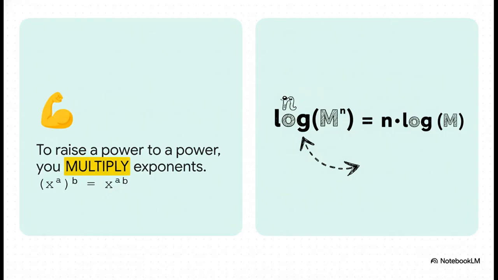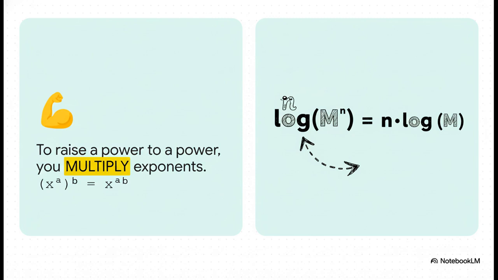And finally, we get to the most elegant and maybe my favorite rule of all, the power rule. With exponents, raising a power to a power meant you multiply them. For logs, it's even cooler. If you have an exponent inside a logarithm, you can literally just grab it and pull it out front as a multiplier. That little n just hops right down in front.